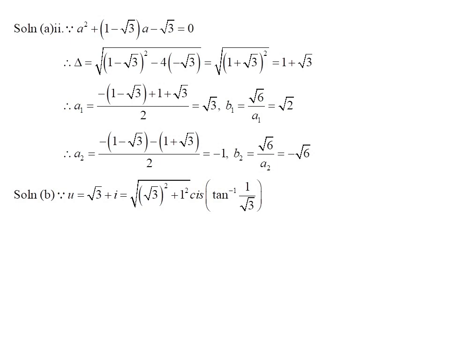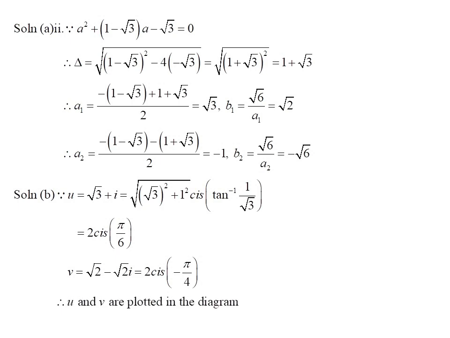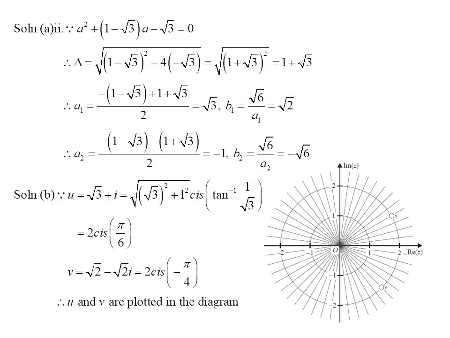In part B, both complex numbers u and v are converted from rectangular form to polar form. Here u equals square root 3 plus i, which is written as 2 cis of pi over 6. Accordingly, v equals square root 2 minus square root 2 i, which can be written as 2 cis of negative pi over 4. After being converted to their corresponding polar form, they are plotted in the diagram below.